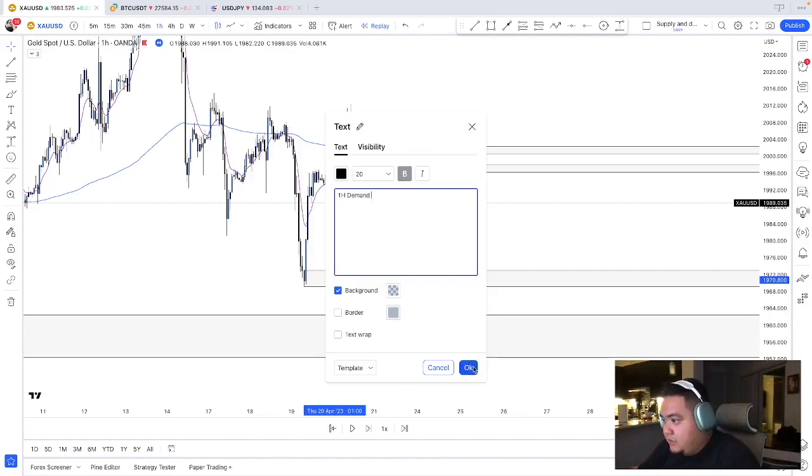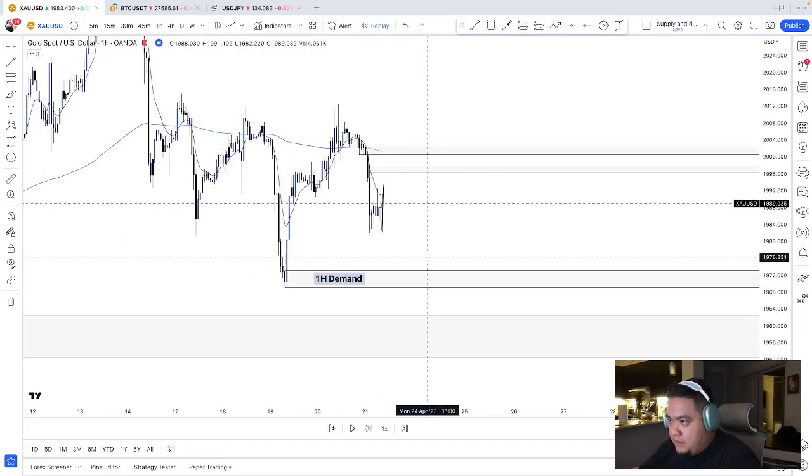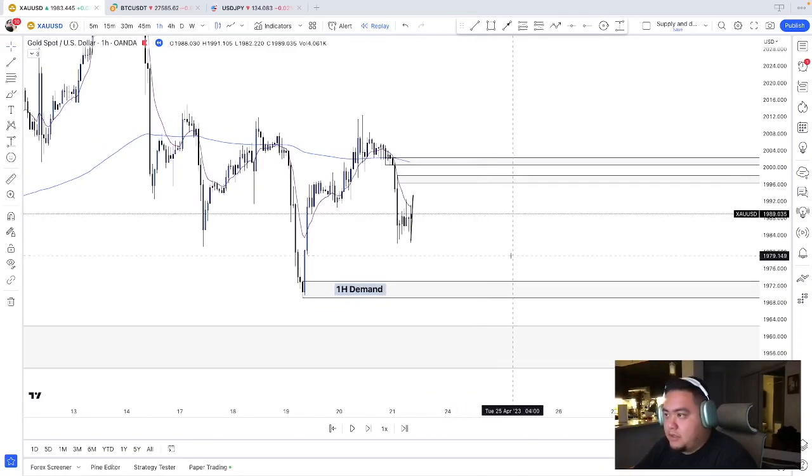And I'll have to make another video about demand and supply zones, but supply and demand changed my trading forever. I'm not going to trade any other style. It's another form of support and resistance, but I like supply and demand a little bit different, or better, as far as the concept.